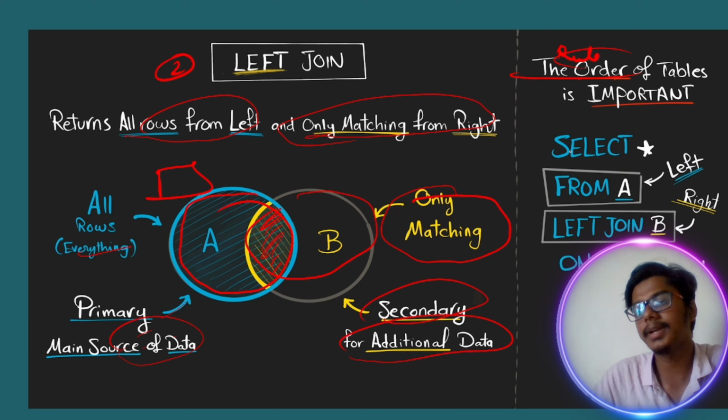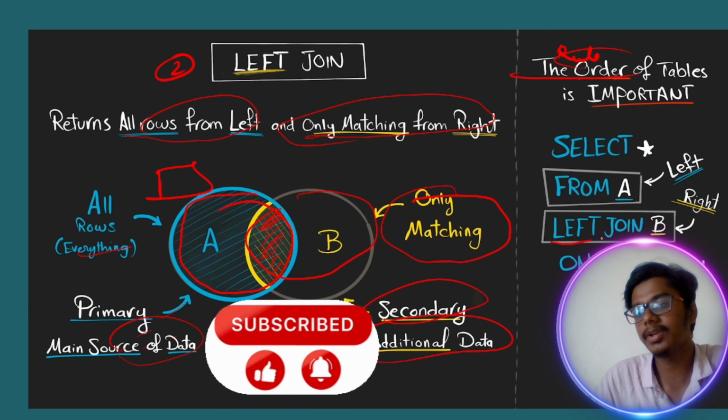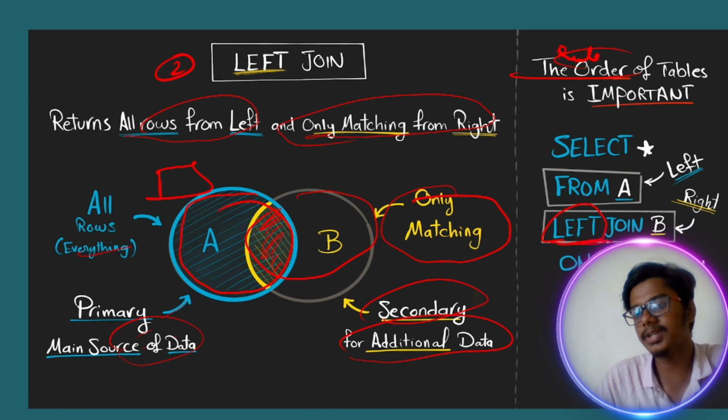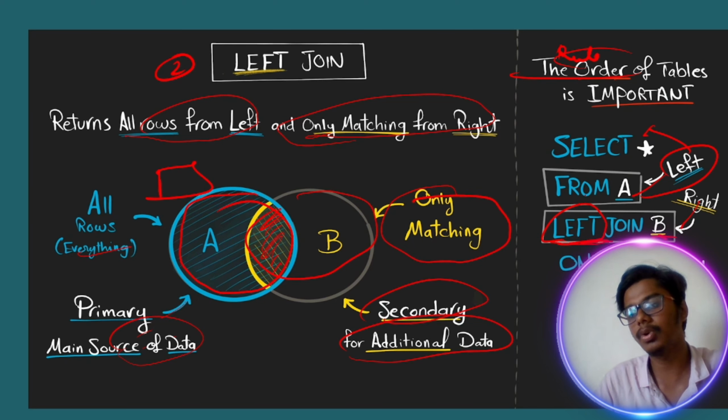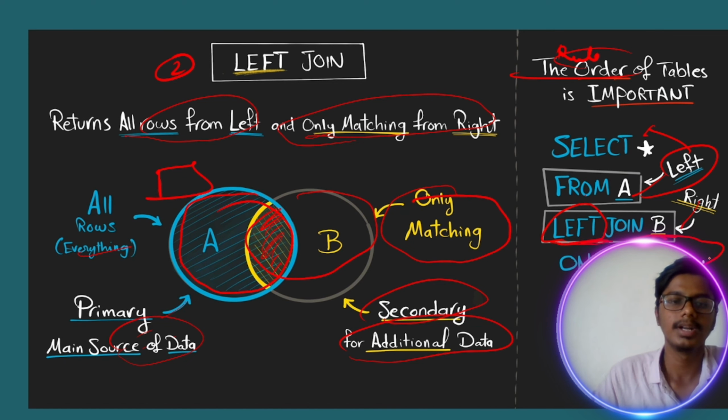How can we write it? Select star from A. We are going to use the keyword left join, and B. This is the left table and this is the right table. That's the primary source of the data. It comes with all the rows, everything from the left table is available in the result, and only the matching rows in B are available in the display. So A dot key is equal to B dot key. That's what I'm going to say.